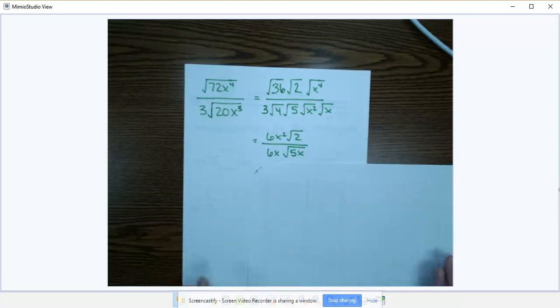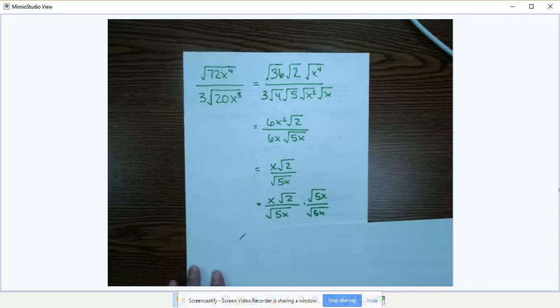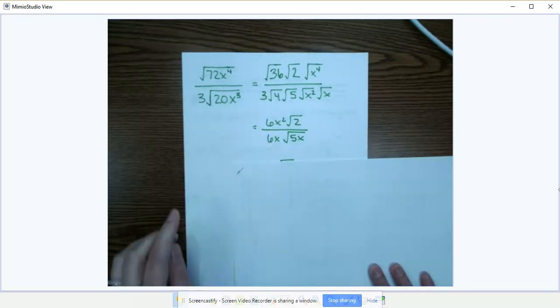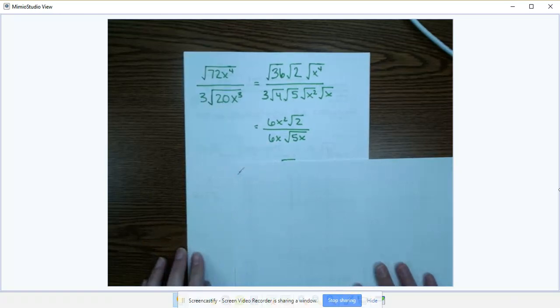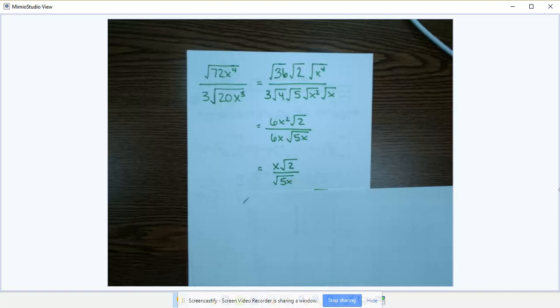Now we don't want that square root in the denominator, so we need to multiply by, I missed a step. We can simplify these 6's and the x's. So we would have an x root 2 left on top over just a square root of 5x. So always simplify as much as you can before you have to multiply by anything. It'll make your life easier.